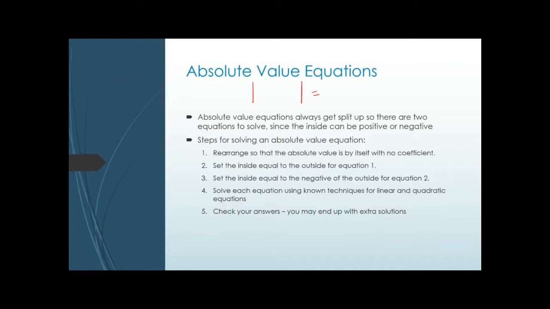To solve these, you first have to get the absolute value part by itself, and then you create two equations. One of them where the inside is equal to the outside, and another where the inside is equal to the opposite of what is on the outside. Then you solve each of those for x. And always, again, check your answers, because sometimes you do end up with extra solutions, especially with absolute value inequalities, which is in a later section. So you always want to check your work just to be safe.